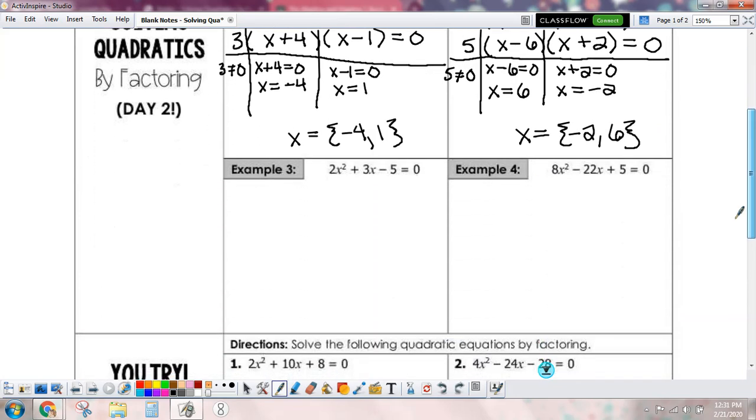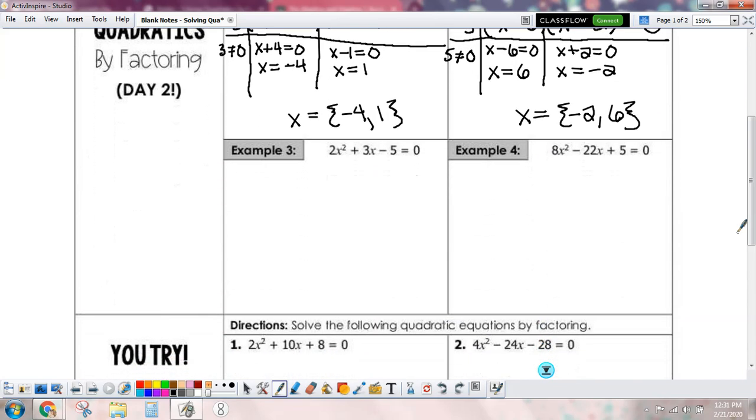So for examples 3 and 4, these ones involve slip and slide. Okay, there is no greatest common factor between 2, 3, and 5. So we're going to go ahead and do our slip and slide method. Remember, once we take the 2 and multiply it by our last number. So now our equation is x squared plus 3x minus 10 equals 0.